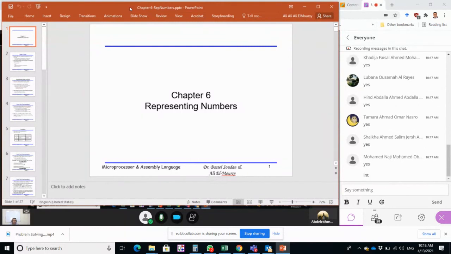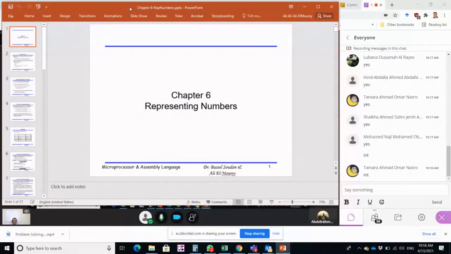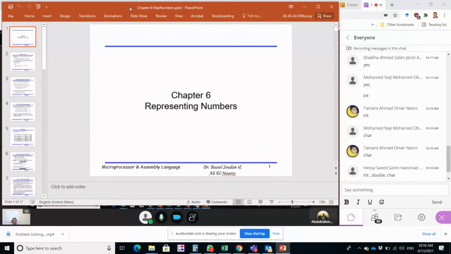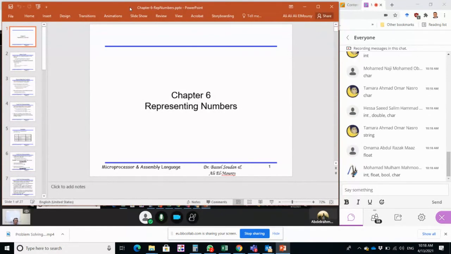Yes, good. int for integer, character. Character means it is 1 byte. Wait, someone just gave us two important things: there is something called float and something called double. Float and double. And this is actually what we want to talk about today.